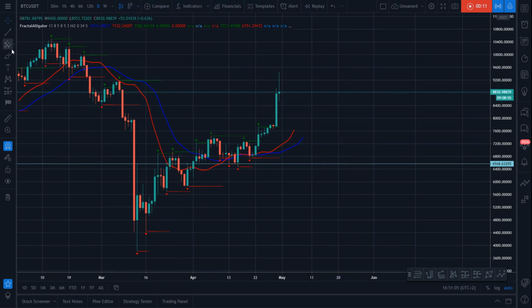So, Bill Williams fractals are a very profitable strategy. You can use this strategy on the 4 hour, on the 1 hour, on daily. I use it on the daily so I won't get stopped out.